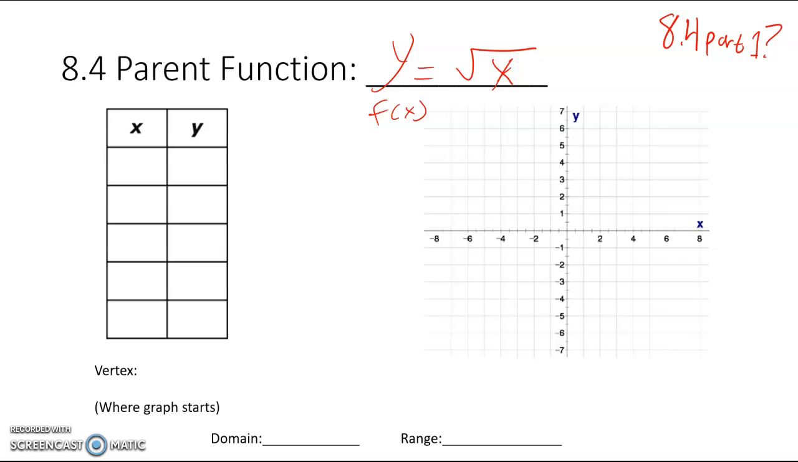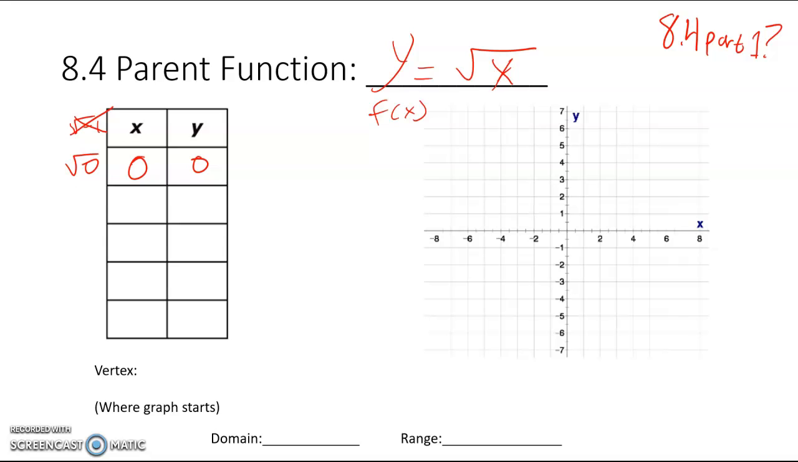Now, with this parent function y equals square root of x, if we look at filling out an XY table for this, well, the lowest number I can go is 0. The only number I can plug in, the lowest number, is 0. And if I plug in 0 for x, that's just the square root of 0, which is 0 for y. And I can't go lower because I don't want negative numbers in my square root sign. So I have to go 0 and positive numbers.